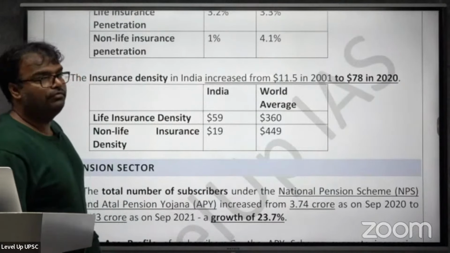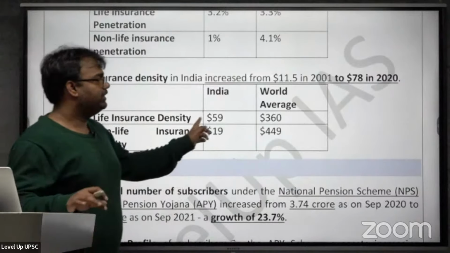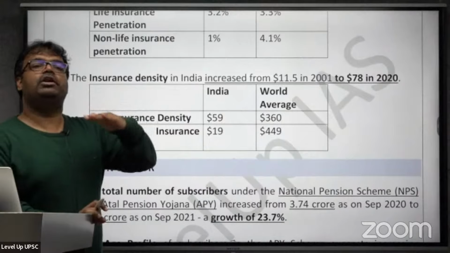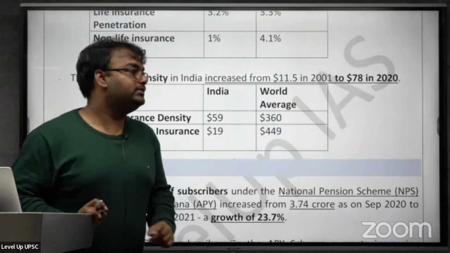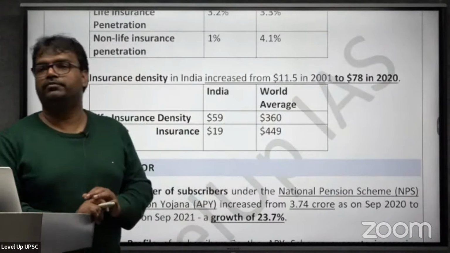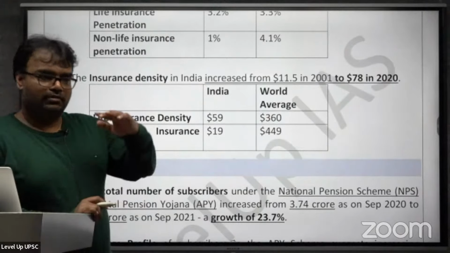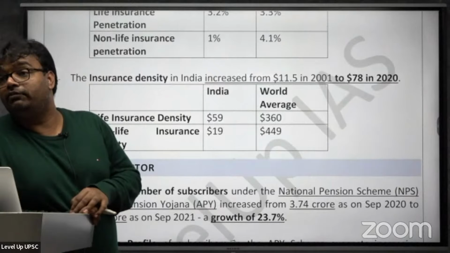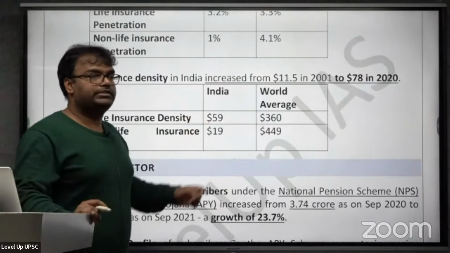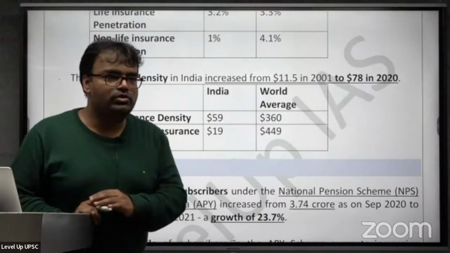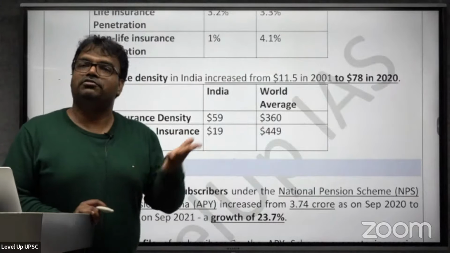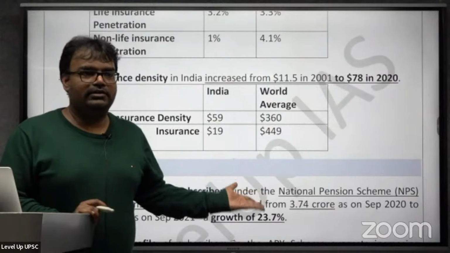But if you go to world average, it will tell you your numbers are way lesser. Average world life insurance premium is $360. That is premium divided by total population. World average is $360 life wala. India mein it's only $60. If premium is less, coverage is also less. So India mein life cover is way lesser than global average.